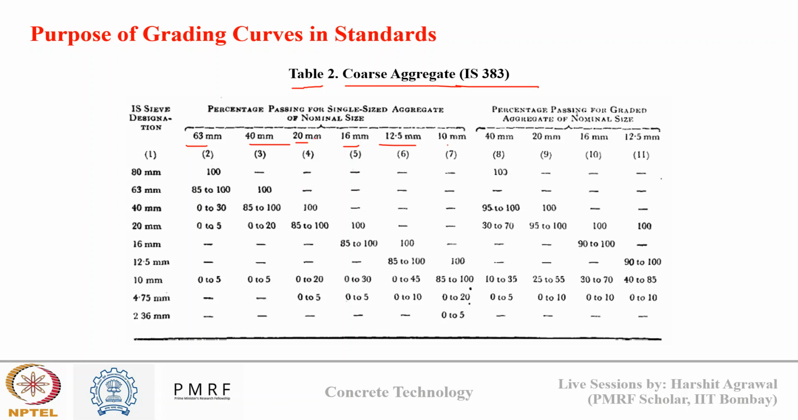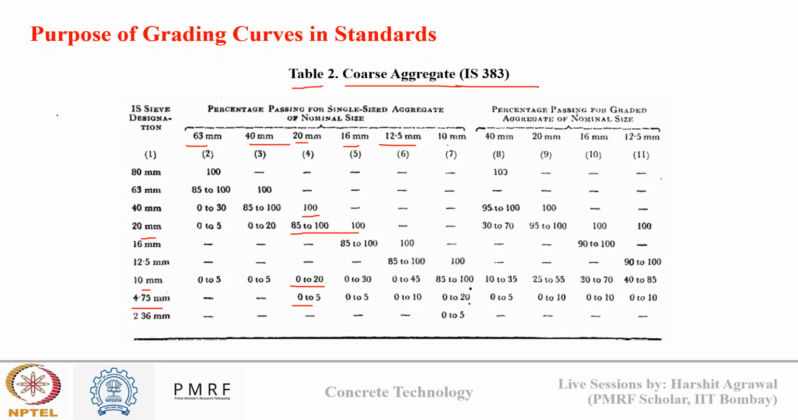For example, for 20 mm, 100% of the aggregate should pass the 40 mm sieve, 85 to 100% should pass the 20 mm sieve, 10 to 20% should pass the 10 mm sieve, and 0 to 5% should pass the 4.75 mm sieve. So these are the grading limits.